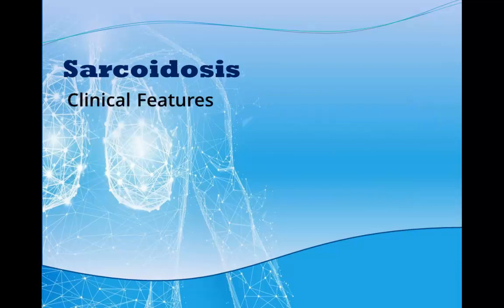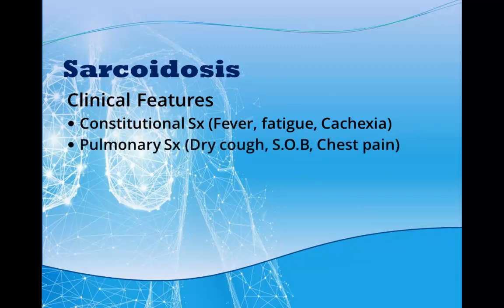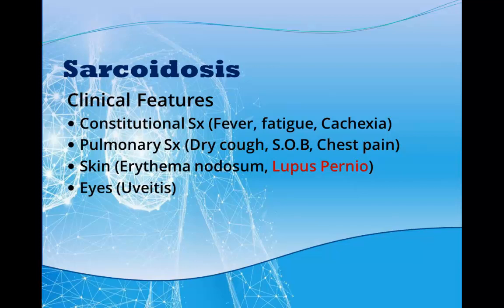They present with constitutional symptoms, mostly seen in blacks and Indians, consisting of fever, fatigue and cachexia. They'll present with pulmonary symptoms like dry cough, progressive shortness of breath, decreased exercise intolerance and chest pain. They can get skin manifestations like erythema nodosum in the legs and lupus pernio, which is rare but pathognomonic. And also in the eyes, you have uveitis.